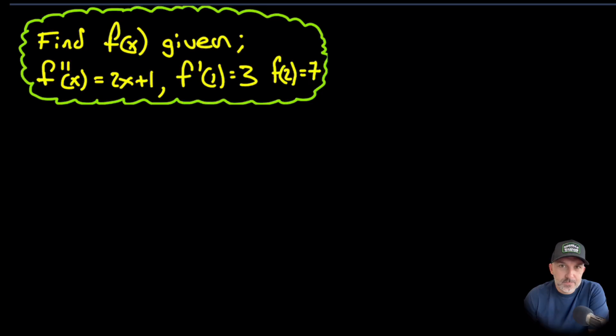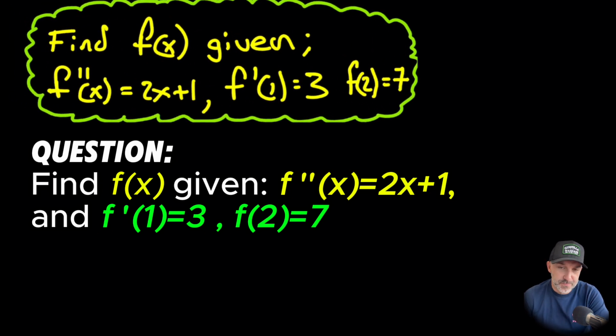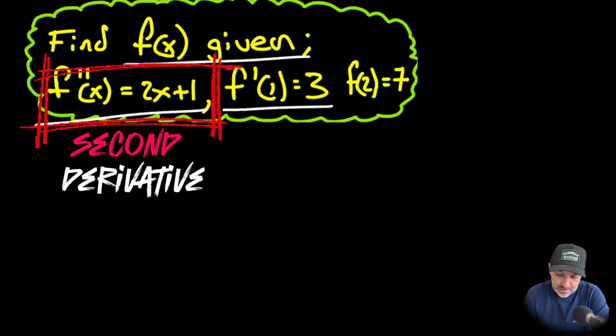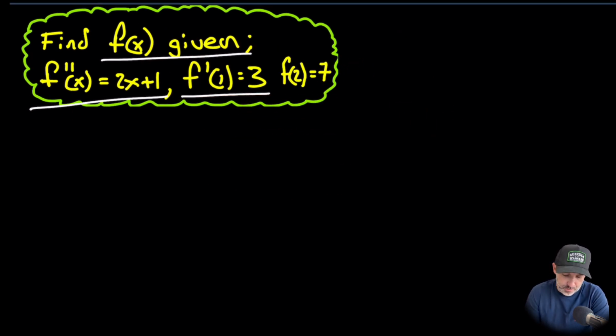Okay, so on the final part of the video, I just thought it would be interesting to actually find one of those values of c that we've been talking about. So here we're told that we need to find a function, but we've been told the second derivative and the first derivative and some values of x and y. So let's just start this problem off.